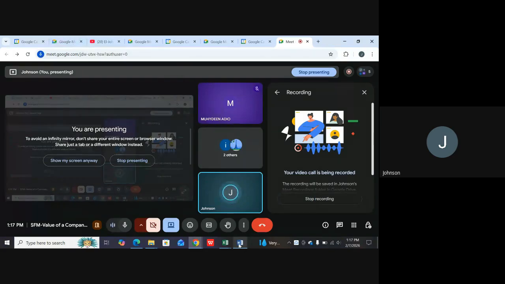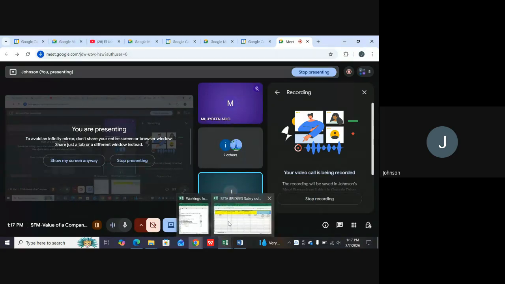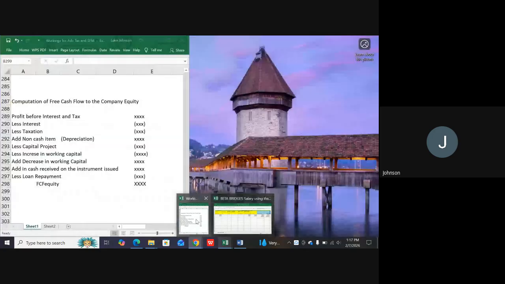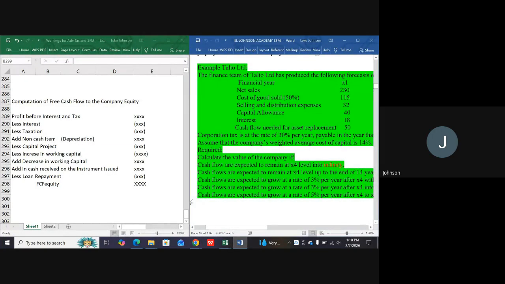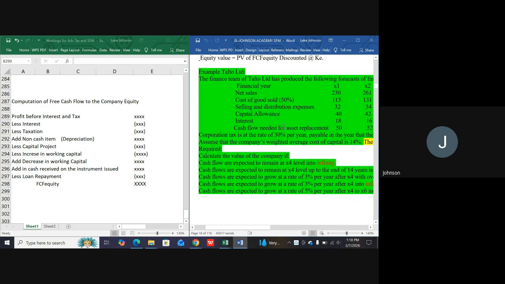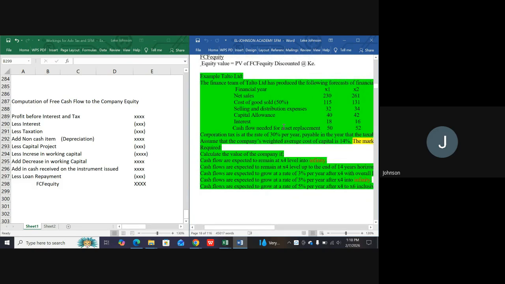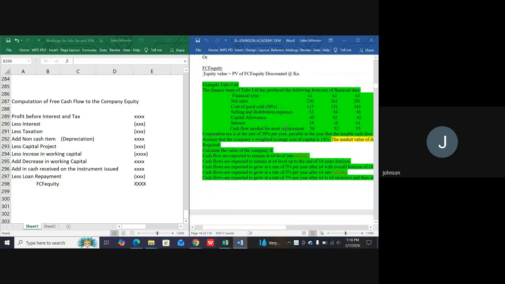So let's come back to the file we are using. Once you understand what needs to be done, it makes it easier for us to solve whatever question we want to solve. Now, if you look at this question we were given, let me make it smaller. I don't know if you can see it. Yes, so this is it.